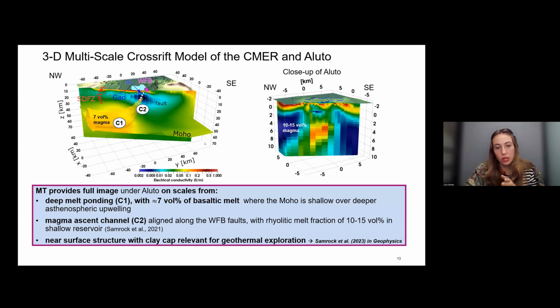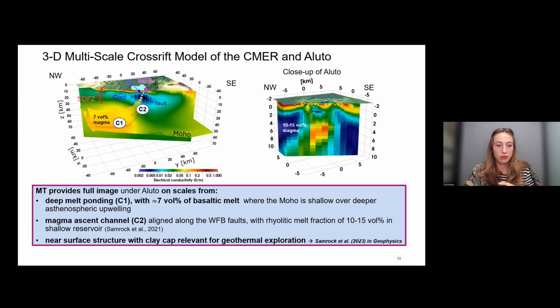And I think what we see here quite nicely at first glance is that we could manage to image these broader regional structures in depth and across the rift, and then still maintain enough detail just beneath Aluto to also interpret that for the geothermal system. And Friedemann Samrock did that in his paper in '23 in Geophysics, if you want to have a look.